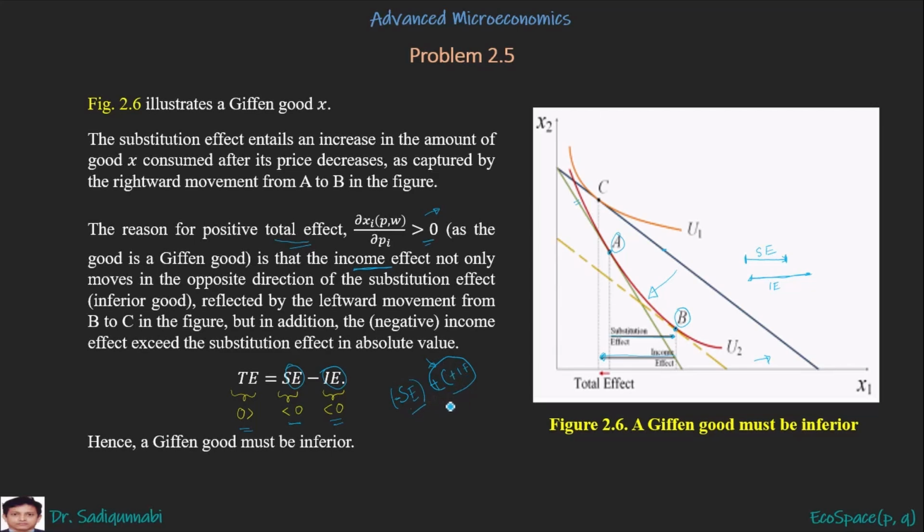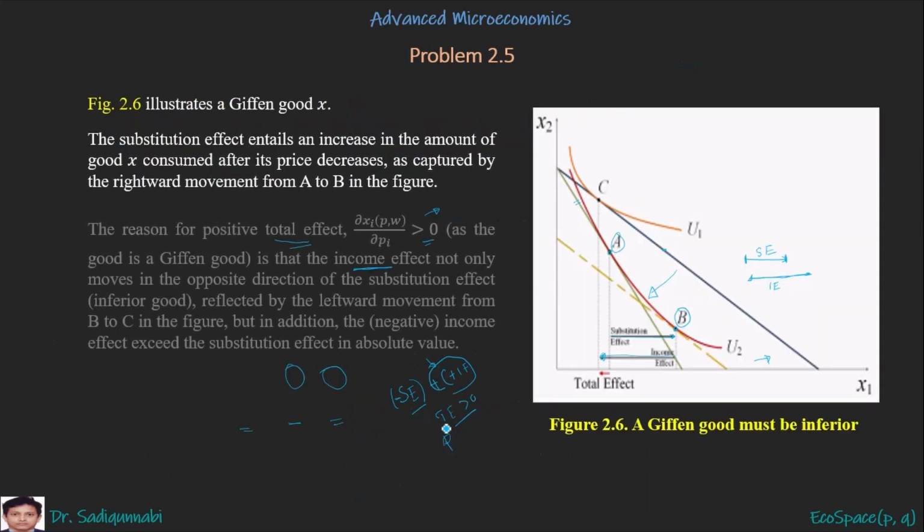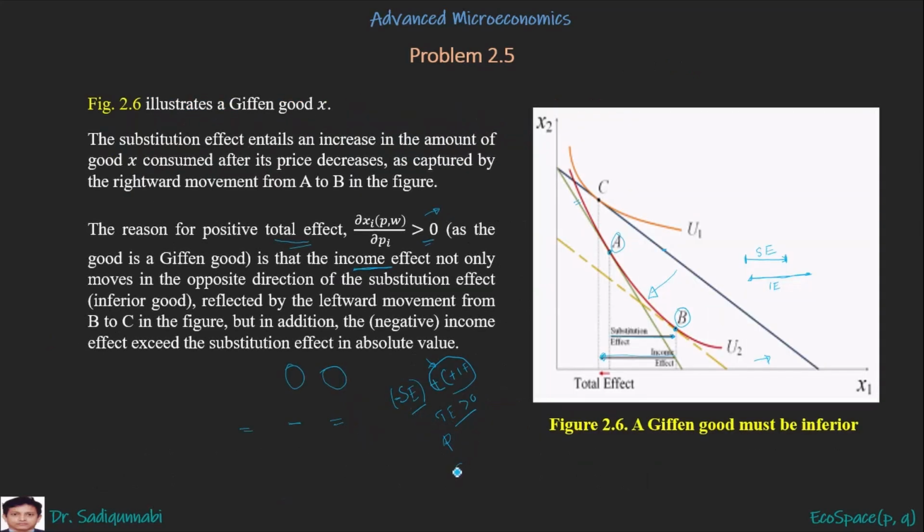And if TE is positive, what does it mean? The total effect is positive. The change in demand with respect to price, the total effect, is positive. Change in X with respect to change in price is positive, meaning demand and price increase in the same direction. That means a Giffen good. And this is a Giffen good because the income effect is negative. And why is the income effect negative? Because it is an inferior good.